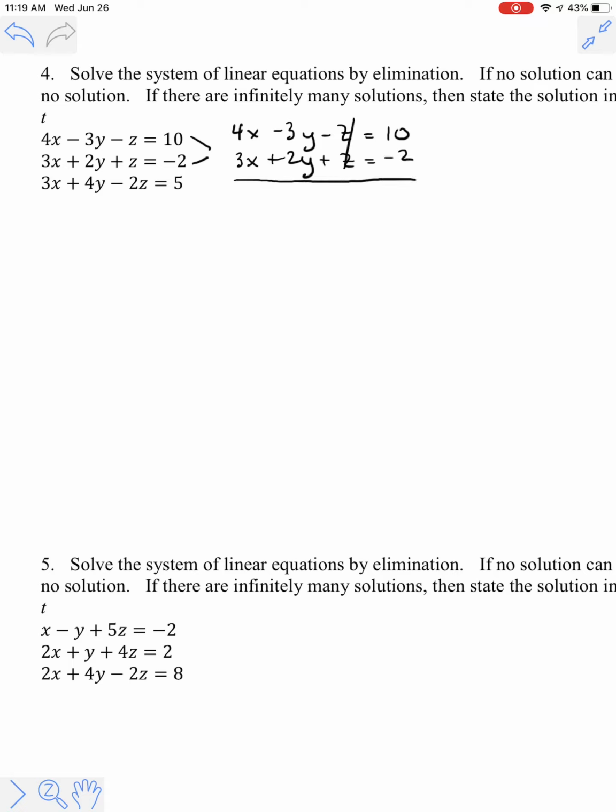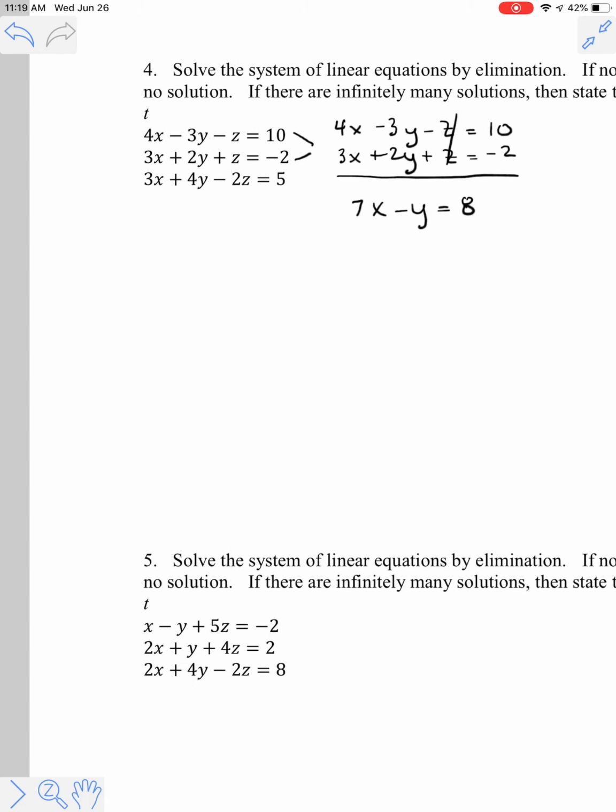If I add those together and eliminate z, I get 7x minus y equals 8. So I'm going to do the same thing. I'm going to choose two of these original equations here, but I need to eliminate the same variable that I eliminated in step 1. Since I eliminated z in step 1, I need to do that again.